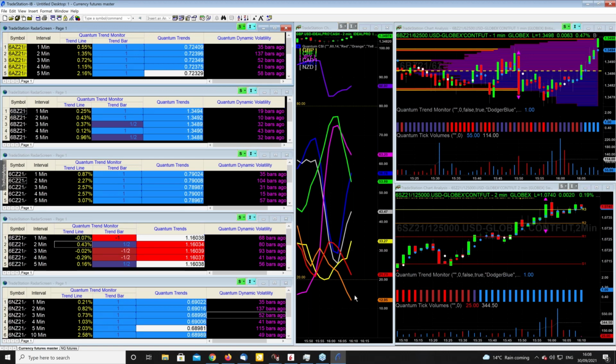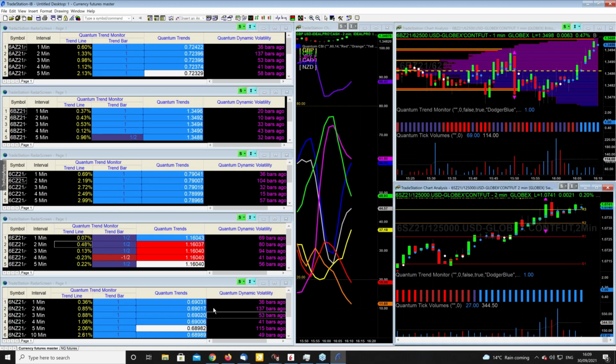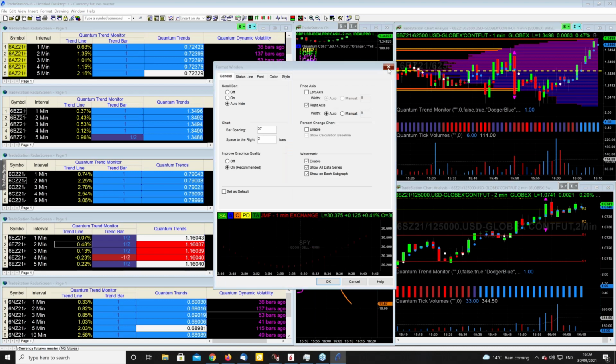But if you have one, you can hook it up in this way, and then you have the power of the radar panel over here. I've got currency futures running over here. I've got the 6A, the 6B, the 6C, 6E, 6N, and down at the bottom here, the Swiss franc. And over on the other side, get rid of that.